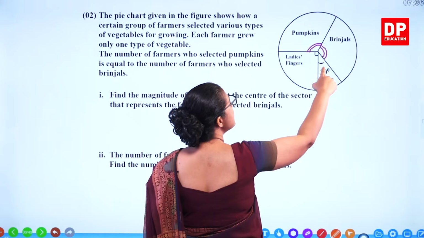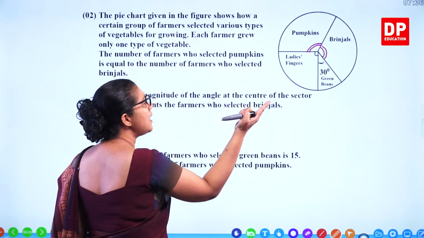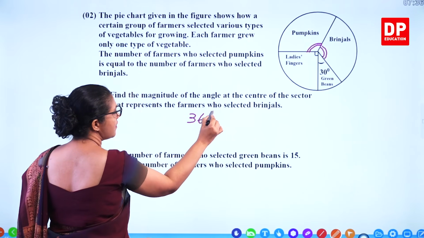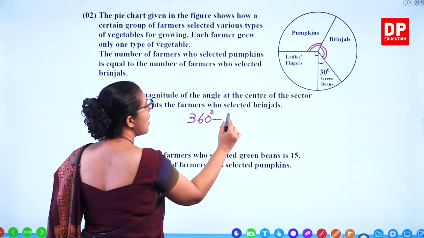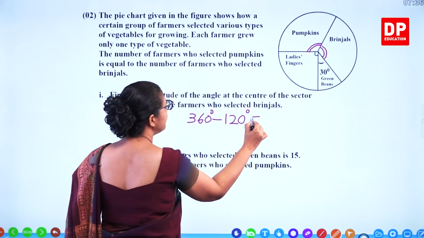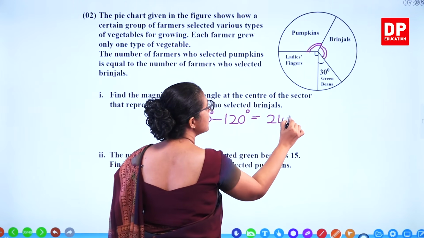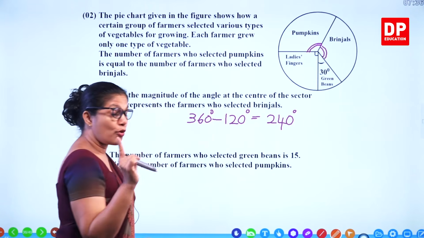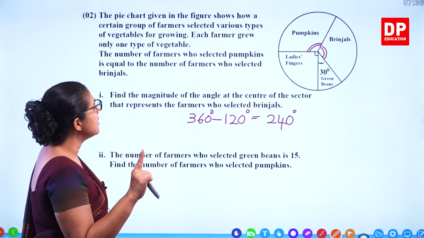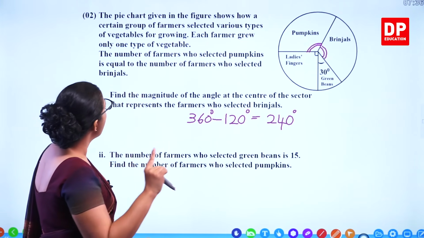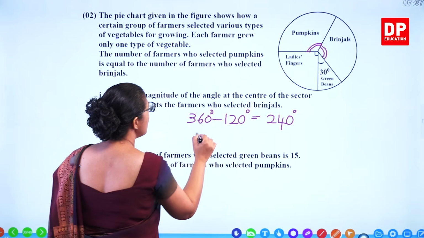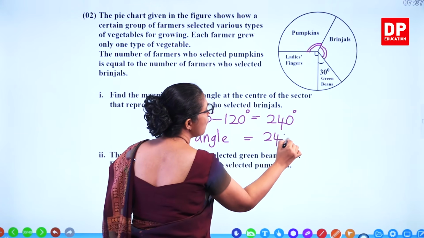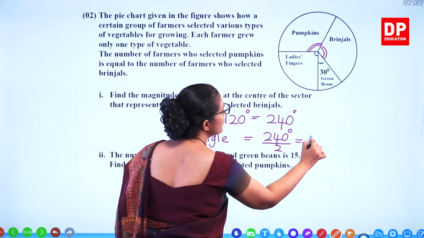This is 90. This is 30. So 90 plus 30, 120. So altogether 360 degrees, and when you subtract 120, what do you get? 240. 240 degrees for both pumpkins and brinjals. Both are equal. So what is the angle for brinjals? You have to divide this by 2. 240 divided by 2.